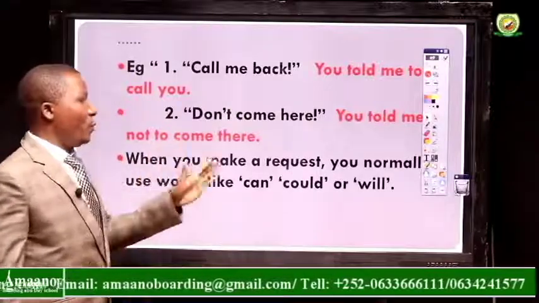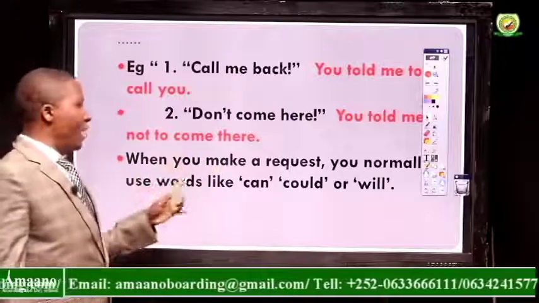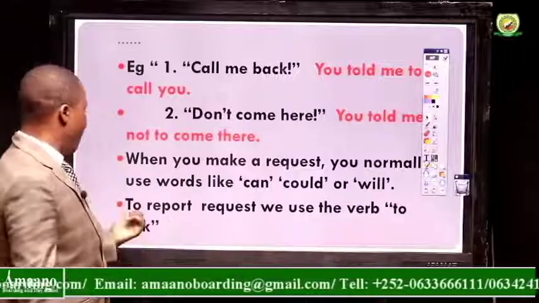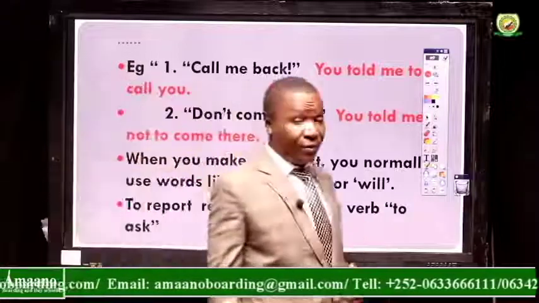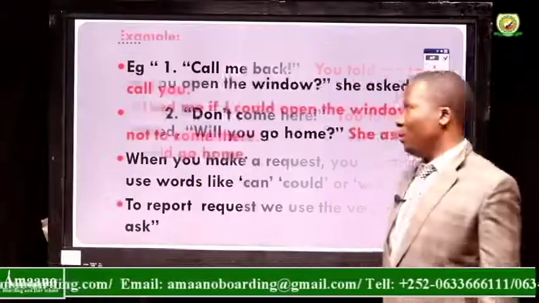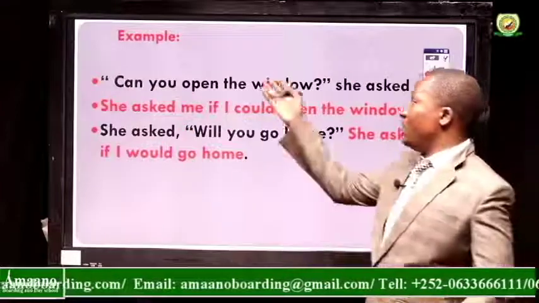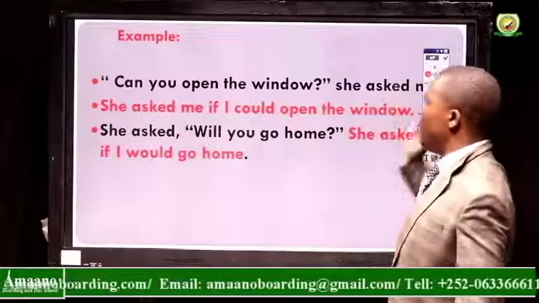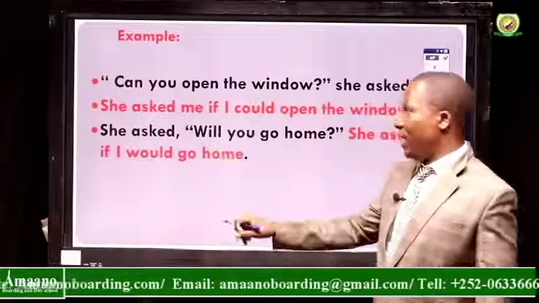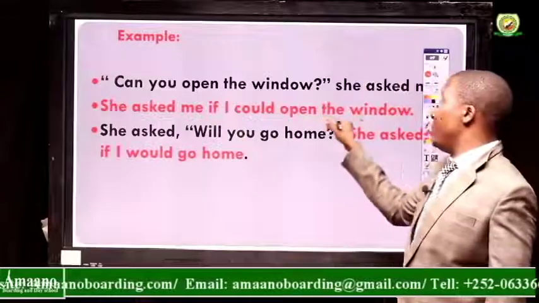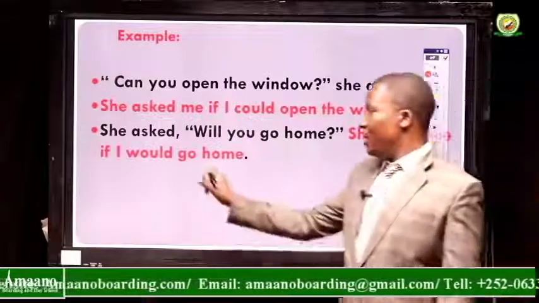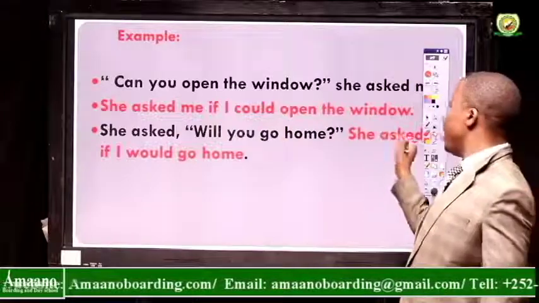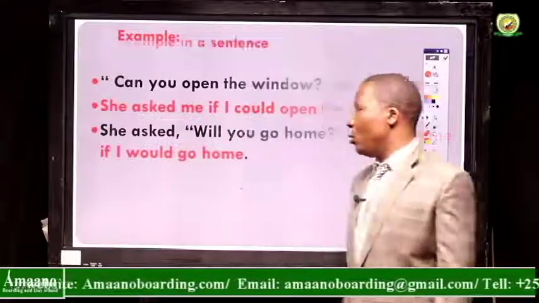When you make a request, you normally use words like can, could, or will. And to report a request, we use the verb to ask. Now let's look at the examples. You can open the window. When you're reporting, we say, she asked me if I could open the window. Another one: will you come home? When you're reporting, she asked me if I could go home.